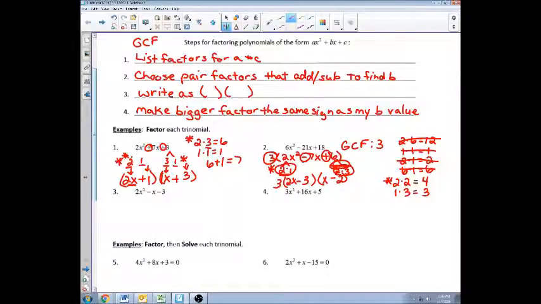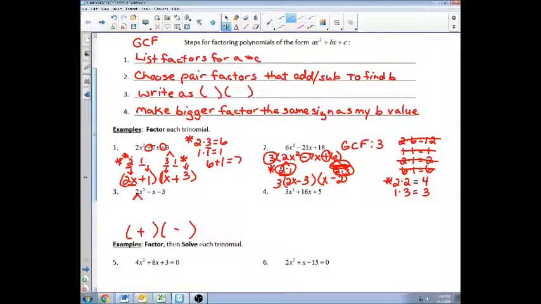All right, moving on to problem number 3. Here I have 2x squared minus x minus 3. In this case, from our previous unit, we know that because the back sign is negative, the signs in my parentheses will be positive and negative. I don't know what I'm going to put where yet, but I do know that I'm going to have a positive sign and a negative sign inside my parentheses.